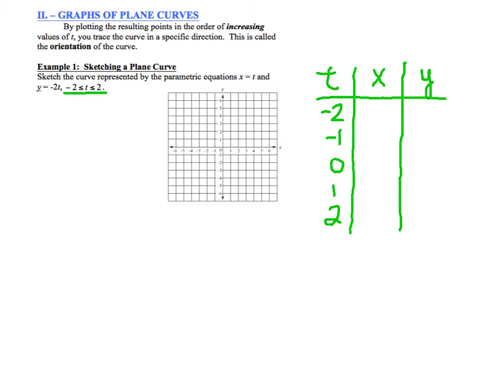And what you have to do is plug that t into both equations. You have to plug it into your x equation, and then you also need to plug it into your y equation. And you're going to end up with a rectangular ordered pair that you can graph.